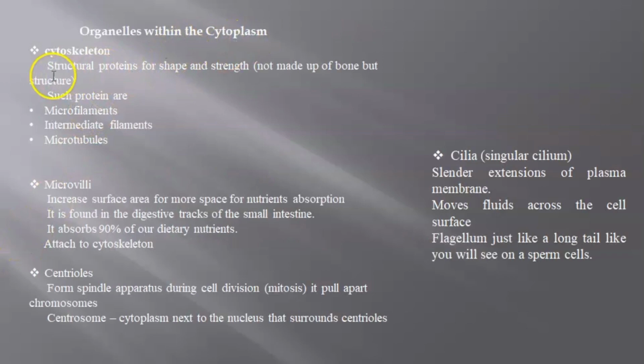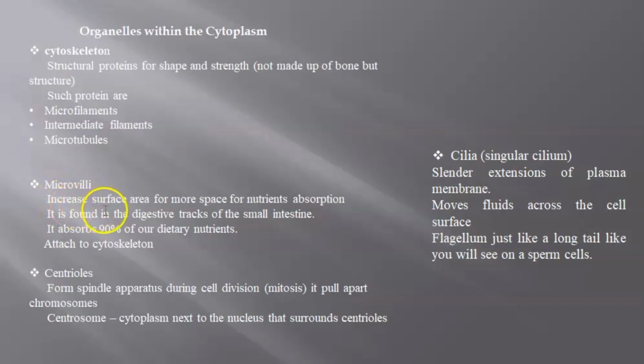Organelles within the cytoplasm. Let's start with those that don't have a membrane and float around the cytoplasm. One, the cytoskeleton. The cytoskeleton contains structural proteins for shape and strength. It provides structural support to the cell. It gives shape and strength to the cell, but it's not made up of bone. We talk about structural proteins that are able to give shape and strength to the cell, proteins such as microfilaments, intermediate filaments, and microtubules.